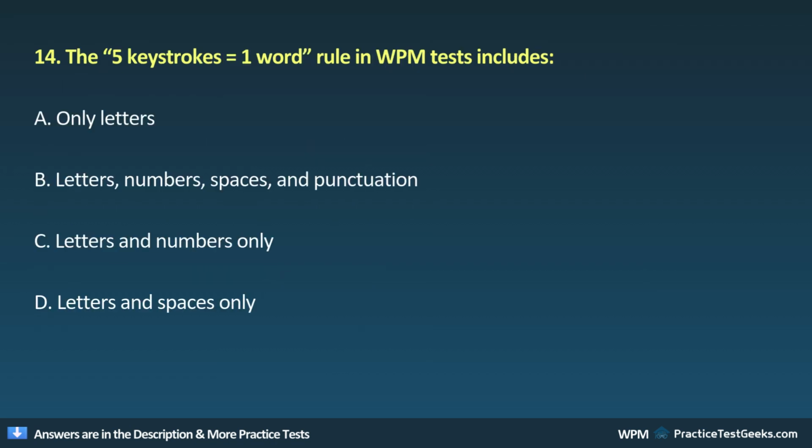14. The 5 keystrokes equals 1 word rule in WPM tests includes A. Only letters. B. Letters, numbers, spaces, and punctuation. C. Letters and numbers only. D. Letters and spaces only.